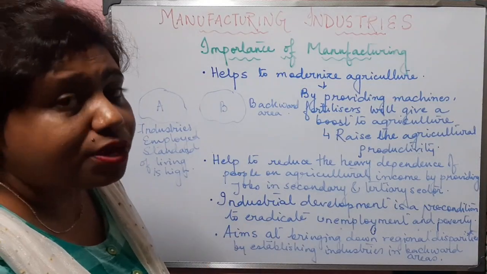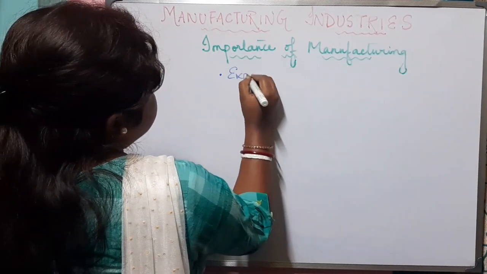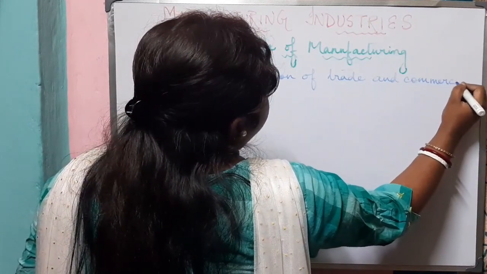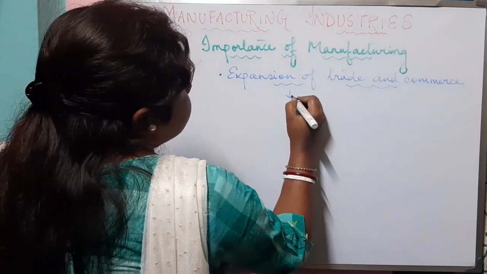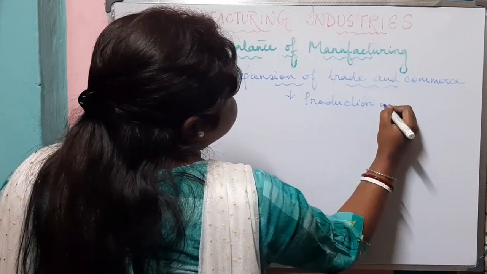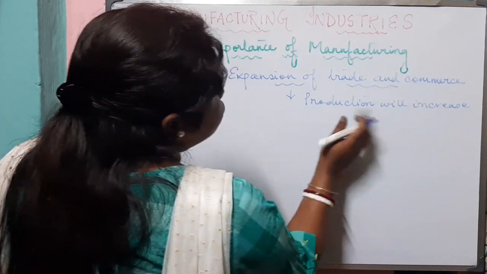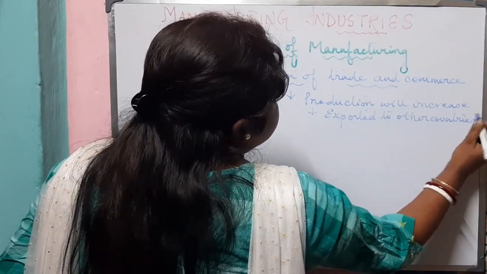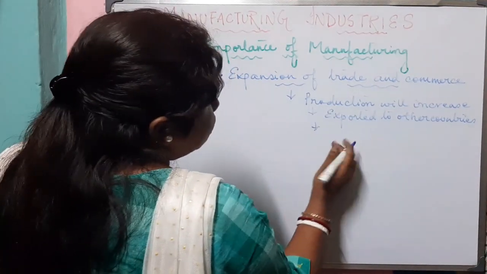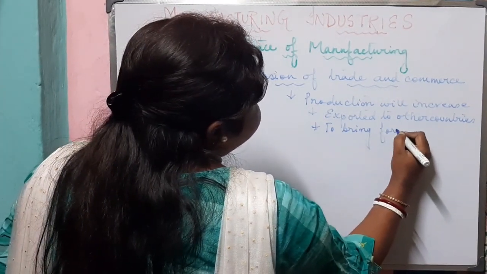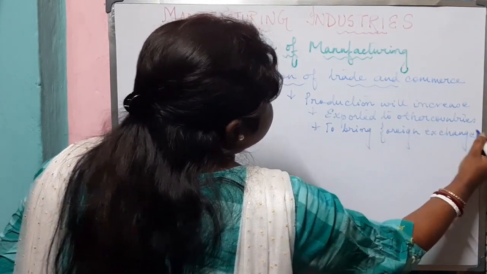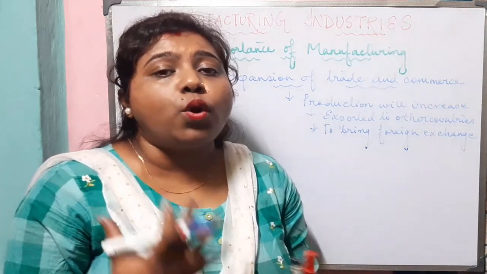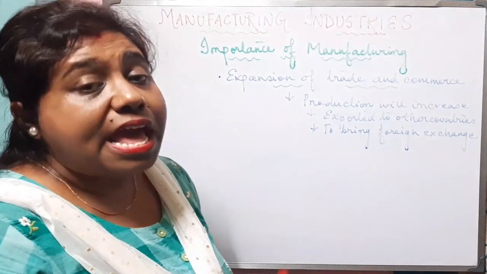Now there are other importances of industries. Industries will also help in the expansion of trade and commerce. How? As there will be more industries, that means there will be more production. So we can say that production will increase. Now this more production will be exported to other countries. That means it will lead to expansion of trade, and this will help to bring foreign exchange. So industries will also help in the expansion of trade and commerce. So now we can say that in a country where there will be more industrial development, that country will be more economically developed. That country will be more prosperous.